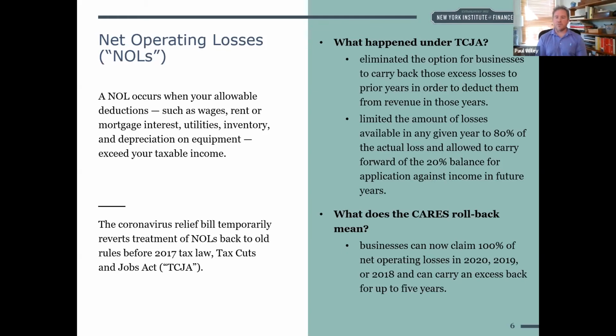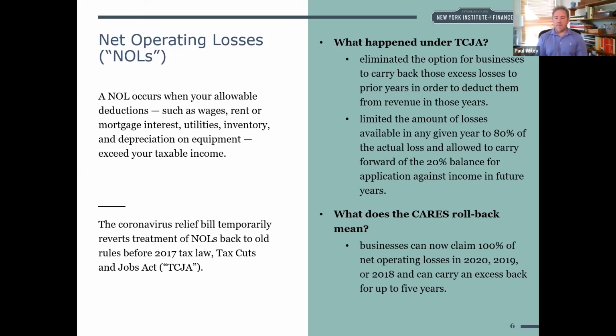So again, prior to the Tax Cuts and Jobs Act, the 2017 legislation, the treatment of a net operating loss was relatively simple for federal purposes. If you experienced a loss during a tax year, you had the opportunity to carry the loss forward up to 20 years, or you could carry it back 2 years.